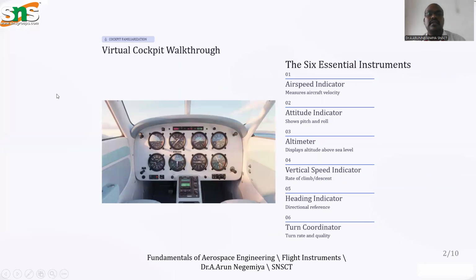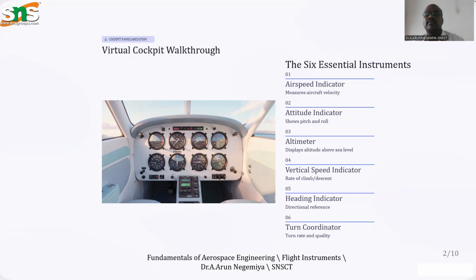In that, the first thing is that there are 6 essential components for flight instrumentation. First one is the airspeed indicator, which is useful to measure the aircraft velocity. Second one is the attitude indicator, which is useful to measure the pitch and roll of the aircraft.